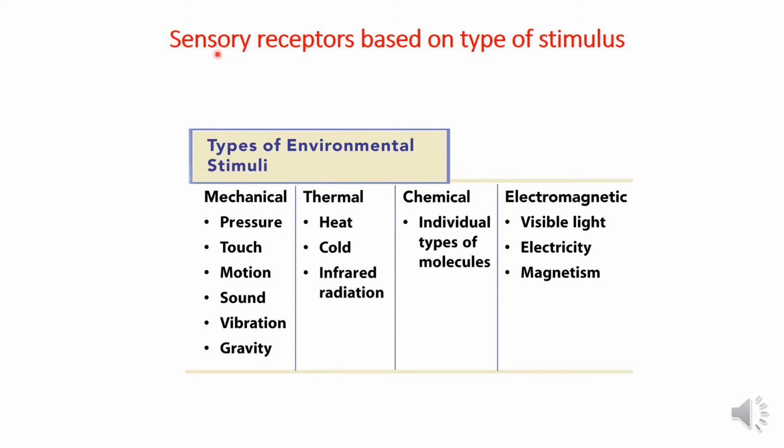Classification of the receptors according to the type of stimulus. According to the type of stimulus, we have mechanical receptors that respond to mechanical forms of energy. Thermal receptors respond to changes in the temperature. Chemical receptors are stimulated by chemical forms of stimuli. Electromagnetic receptors are usually stimulated by light, electricity, or magnetism. So we have another classification of the receptors according to the type of stimulus.